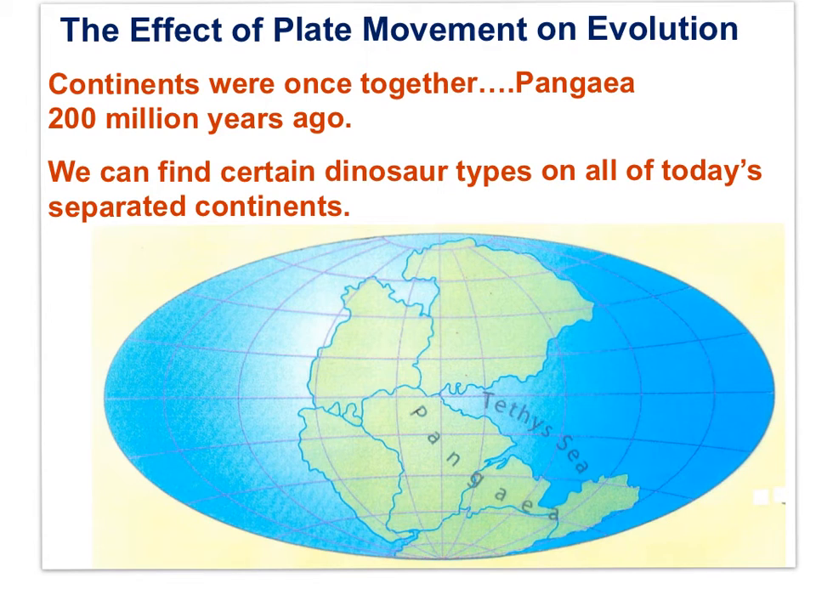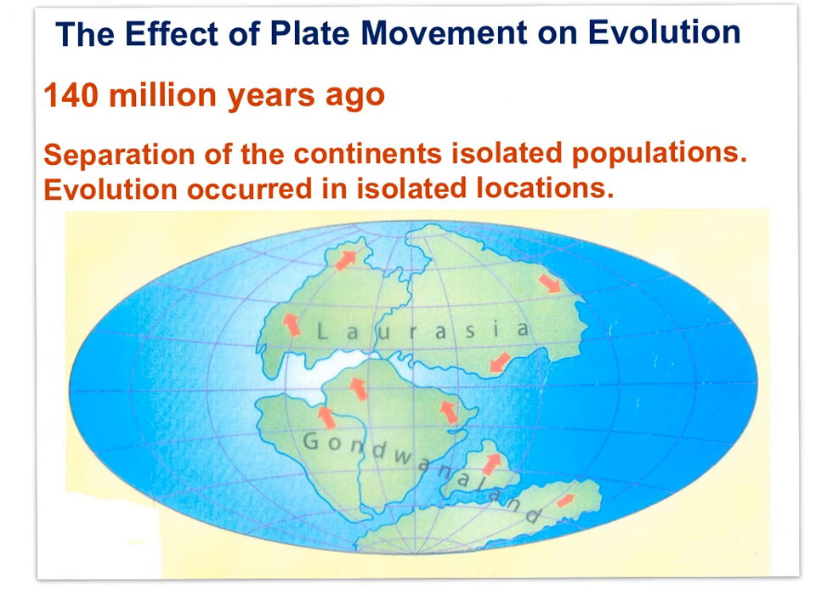Then, the continents began to drift apart due to the process of plate tectonics. This image shows the position of the continents 140 million years ago. Separation of the continents began to isolate populations. Evolution occurred in isolated locations. New species were formed. Diversity increased.